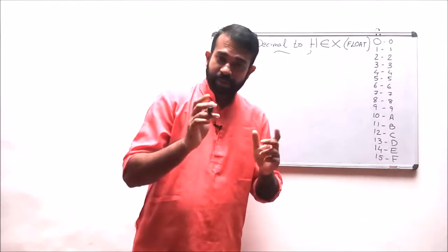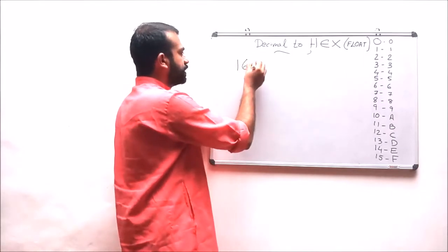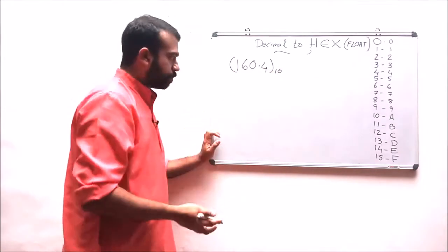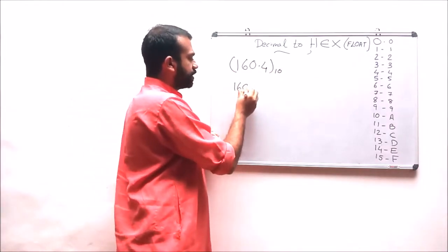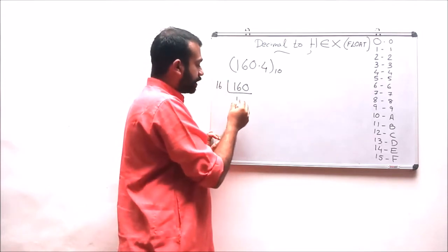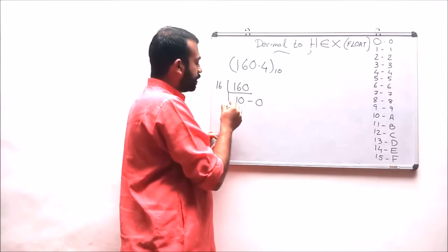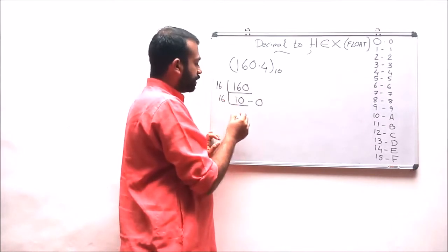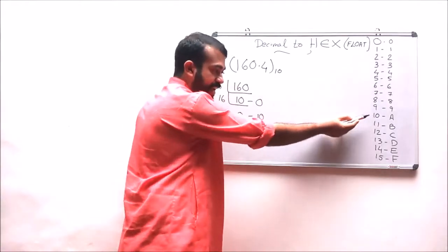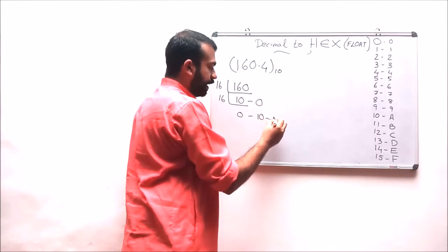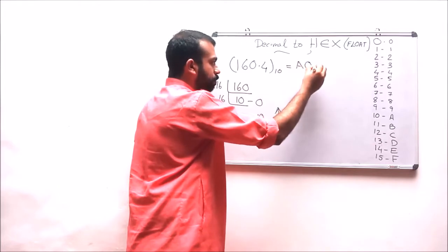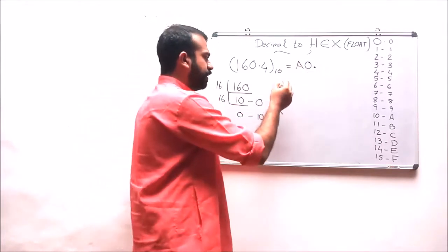So my dear students, consider one more example, and the example is 160.4 to the base 10. In the first step, consider the whole number portion, which is 160. Continuously divide this: 160 divided by 16 will result in 10 with a remainder 0. When 10 is divided by 16, we will get 0 with a remainder 10. This 10 is represented as A. So the whole number part of the answer will be A0.